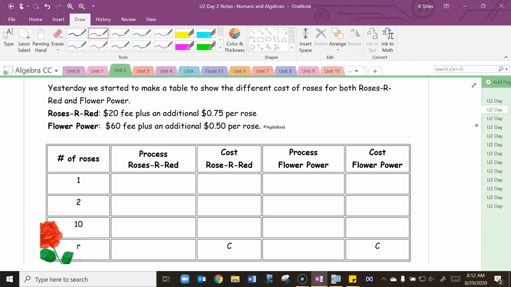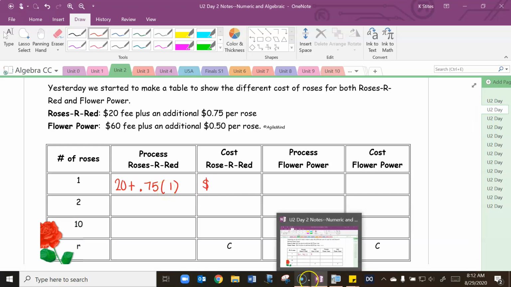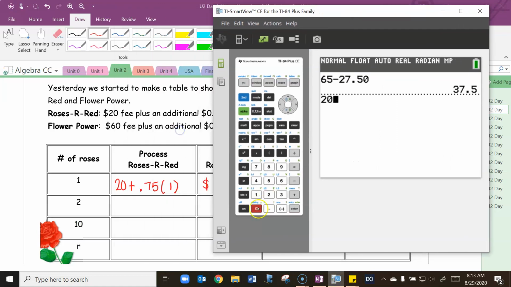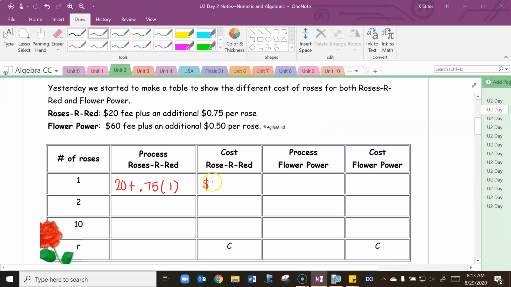10 roses. So for Roses Are Red, again, we start with a $20 fee and we're paying 0.75 times our number of roses. So if we're just getting one, it is one rose. And again, just for time's sake, I'm going to tell you what this is. When we type it into our calculator, we would type it in just like that. 20 plus 0.75 times 1, and that's just going to be $20.75.